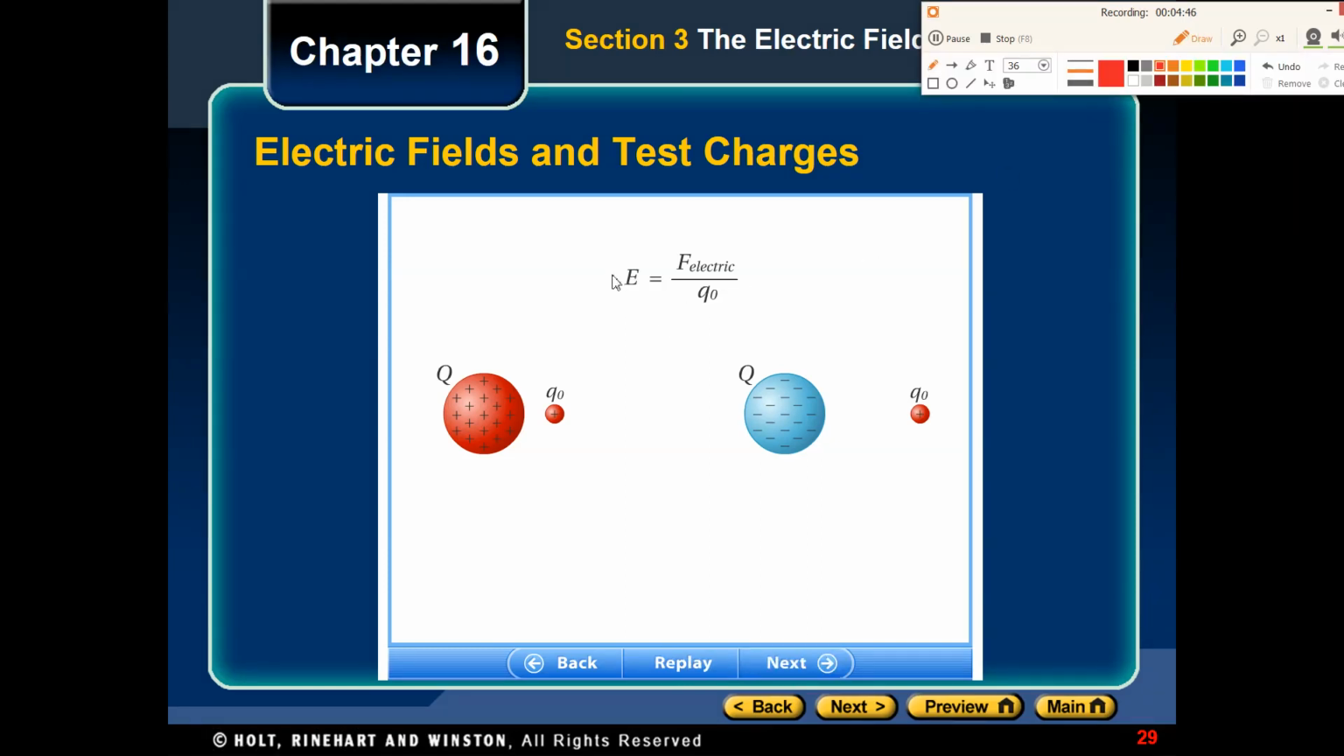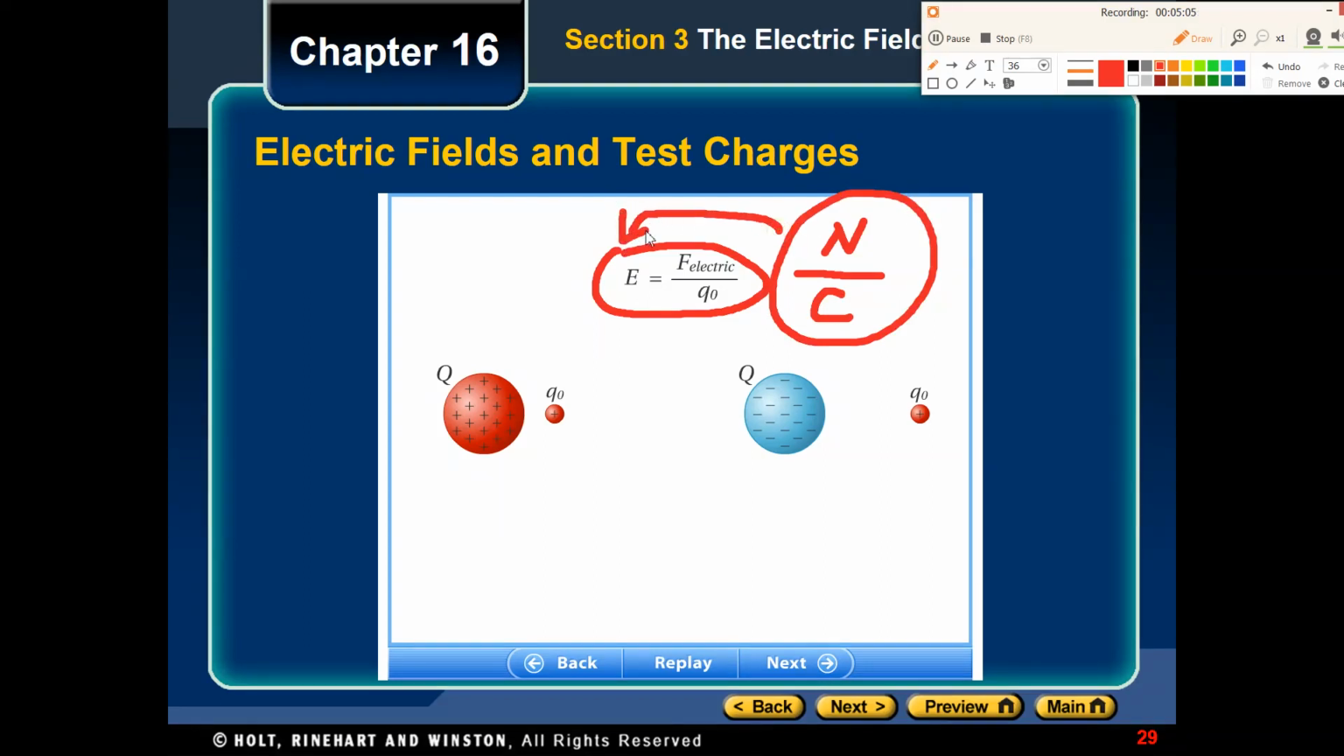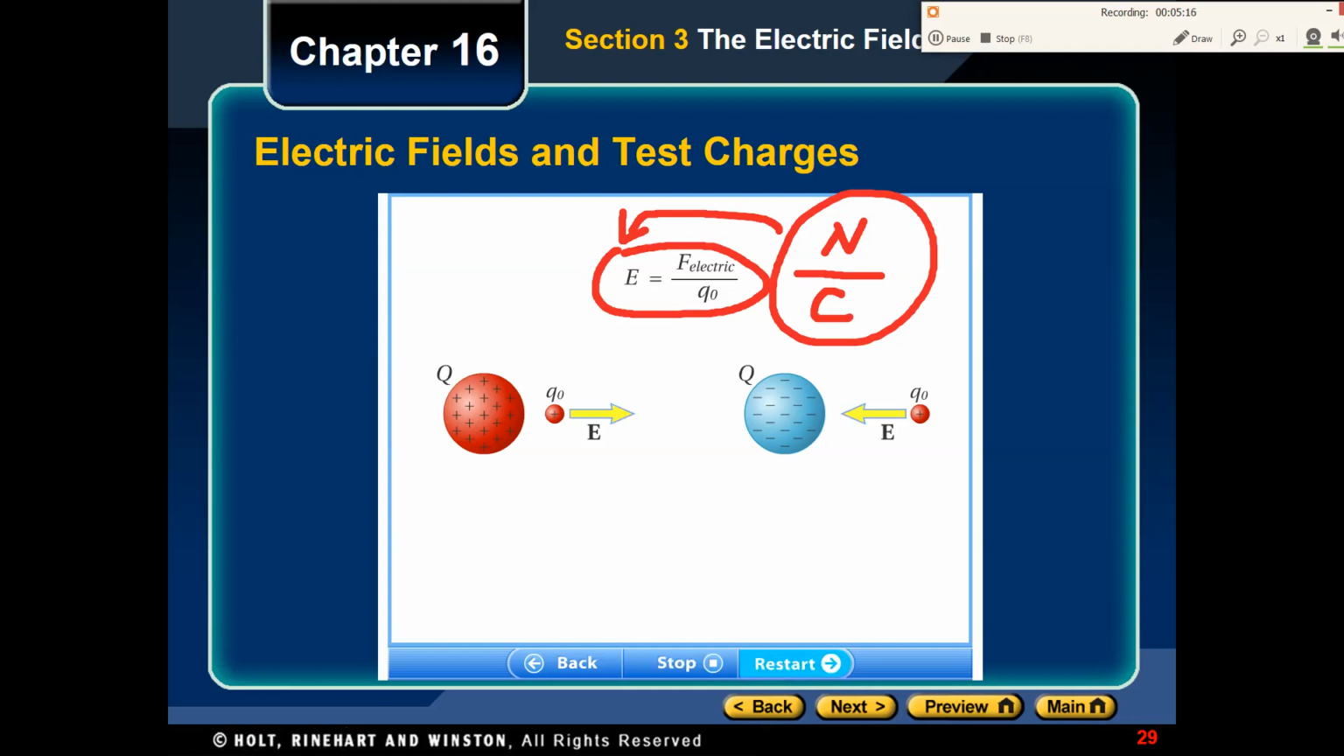If we use this definition, electric field equals electric force divided by charge. The unit for force is Newton, the unit for charge is the Coulomb, so the unit for electric field is Newton per Coulomb. The direction of the electric field at a point is defined as the direction of the electric force that would be exerted on the test charge.